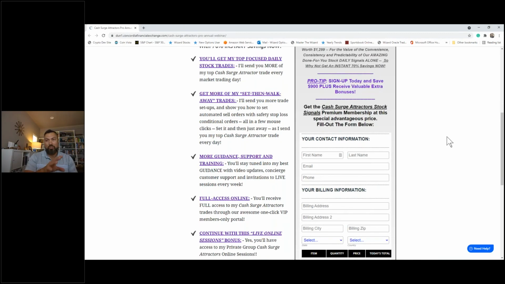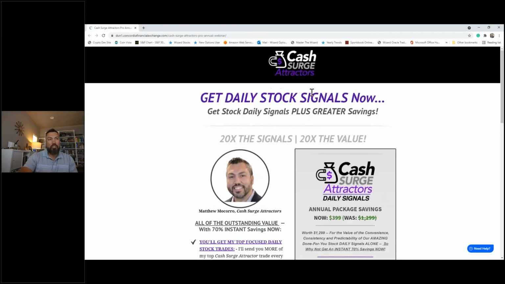Thestockprofitgenerator.com is this signal service. It's called the Cash Surge Attractor. Okay, so this is the program. It's daily signals. I run a weekly signal program with this as well, and that is a longer term program. This is a daily signal, so every single day you can get in. I use Thinkorswim, so I use TOS, Thinkorswim.